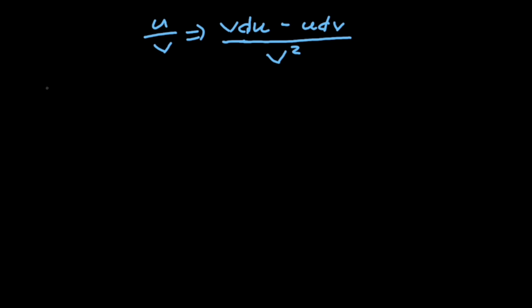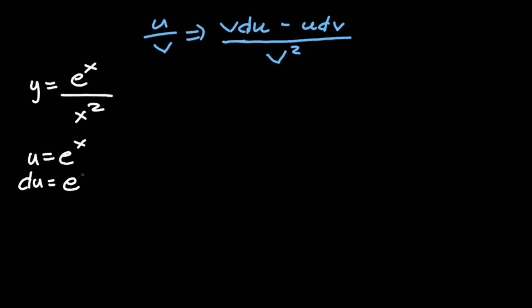Let's try some exponential functions using quotient rule. Y is equal to e raised to the power of x over x squared. U here will be e raised to the power of x, and derivative of e raised to the power of x is simply e raised to the power of x. It does not affect it. V will be x squared, and derivative of x squared will be 2x.